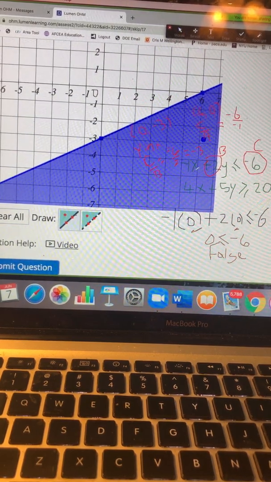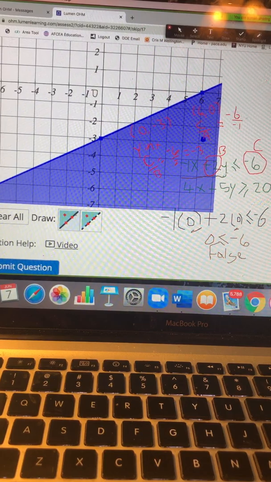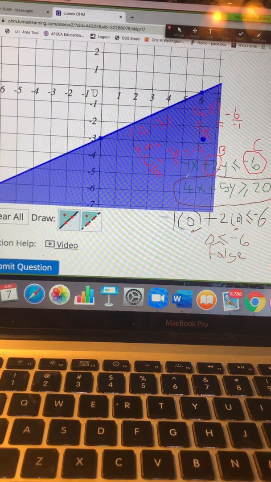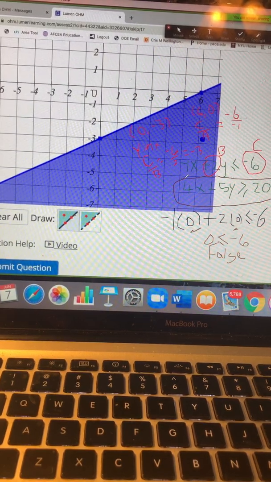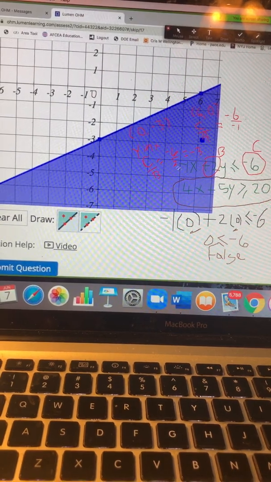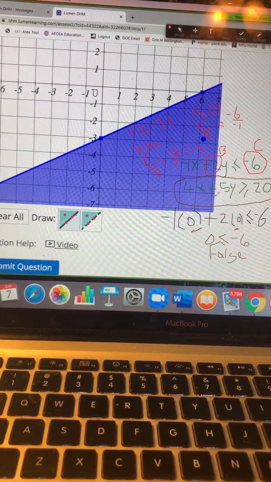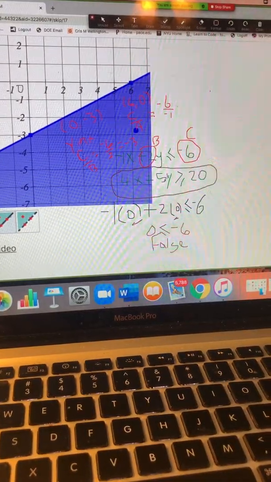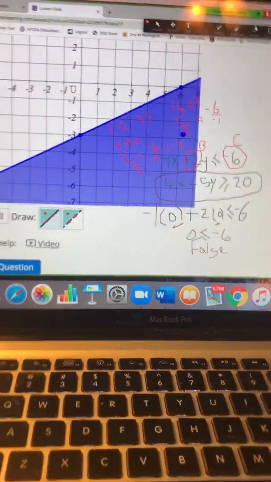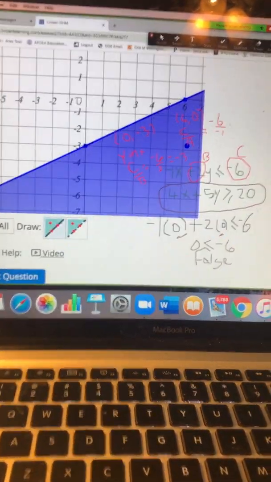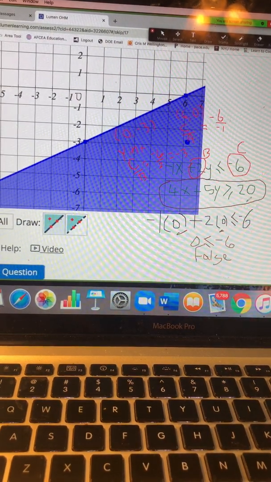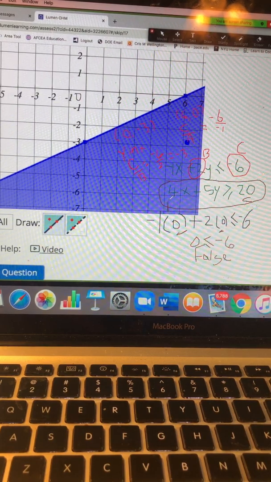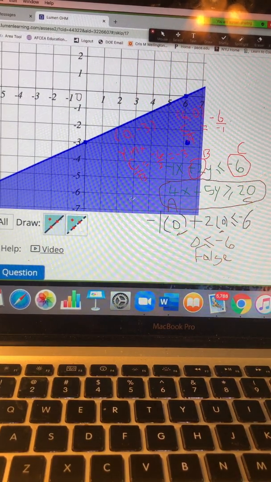Now, the second part we are trying to graph here is 4x plus 5y is greater than or equal to 20. Again, you know your boundary is going to be solid. You can find the x-intercept by just dividing c by a. And what would that be?